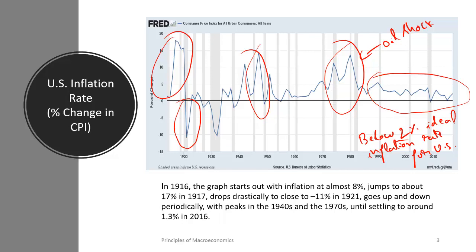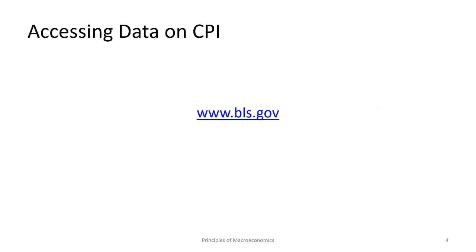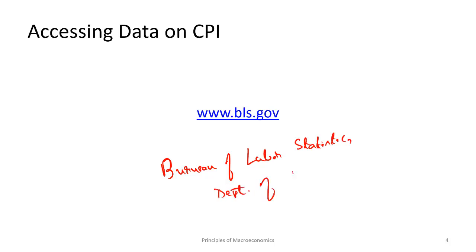Next, I'm going to show how to access data on CPI and, as a result, inflation using the BLS website. US data on CPI is collected by the Bureau of Labor Statistics under the Department of Labor. So the Bureau of Labor Statistics is an organization under the US Department of Labor, and it's their responsibility to find data on prices. So we are going to see how to access data from that website.